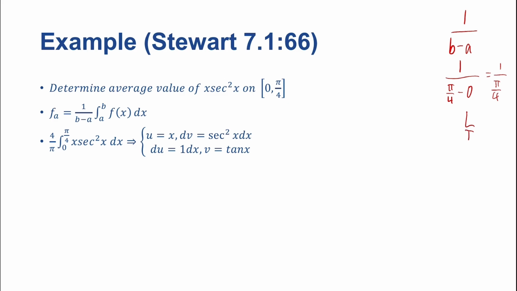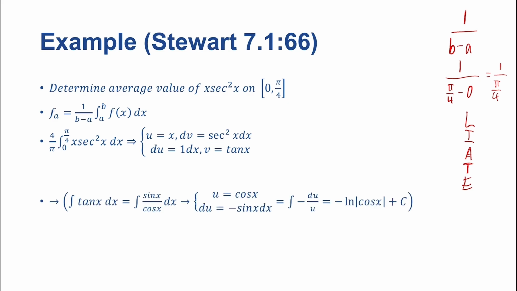Our LIATE convention says that we take the algebraic term and we differentiate that. Of course, x goes to 1. We should know that by now. And then we've got the trig term, so that wants to be our dv. So we've got u equals x, du equals 1 dx, dv equals secant squared of x dx. And of course, secant squared of x, we know that as the derivative of the tangent, so v equals the tangent.